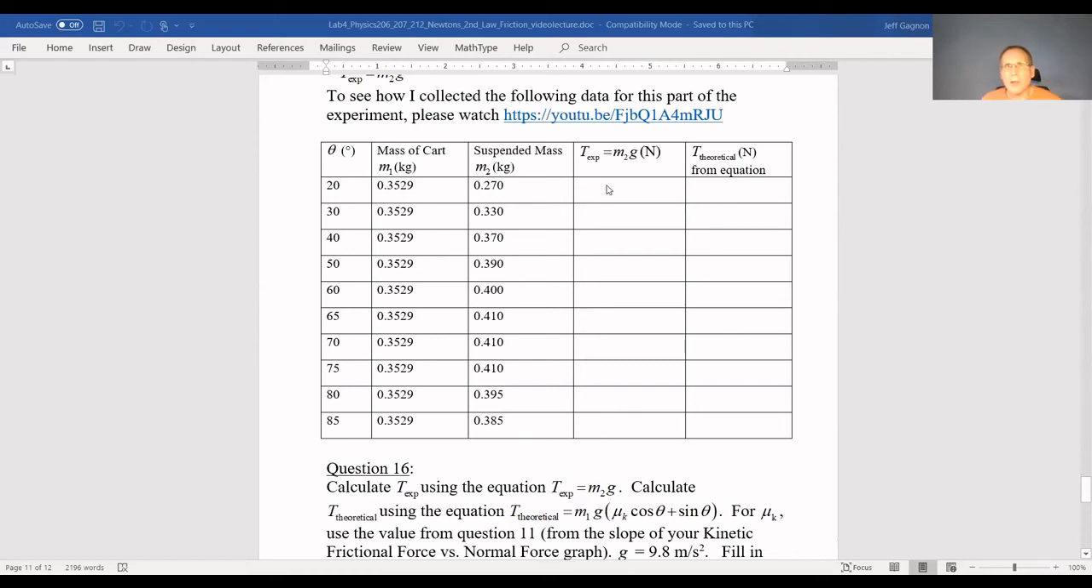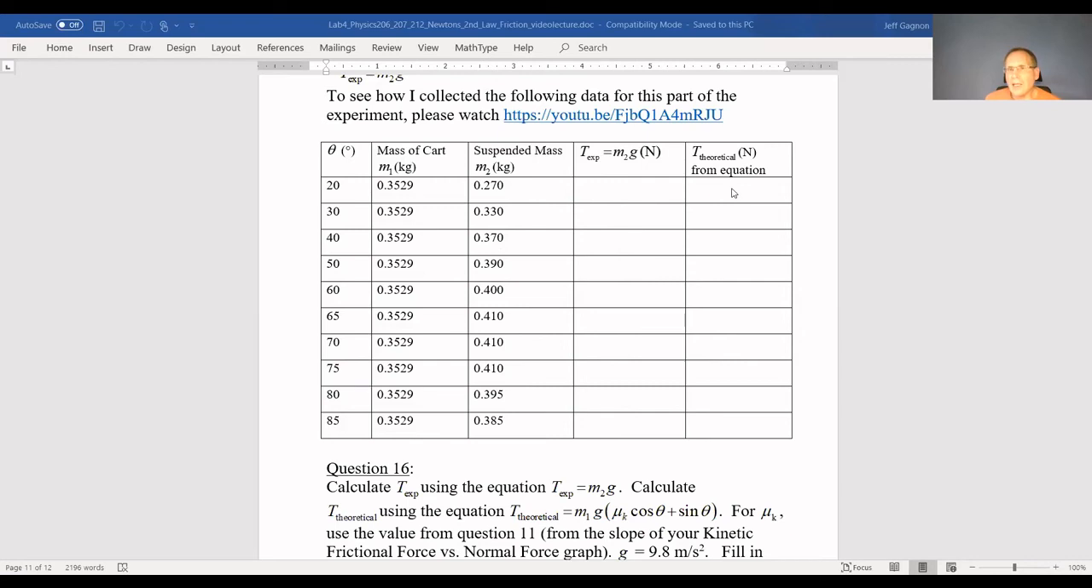Remember that dealt with the hanging mass, right? And since it was moving at a constant velocity, the acceleration was 0. So the tension in the string experimentally was simply equal to the weight of the hanger. So how do I compute that? Well, that's going to be m2 times 9.8, right? And then this one times 9.8, and that m2 times 9.8. So you're going to get all these experimental tensions. That'll be this column right here.